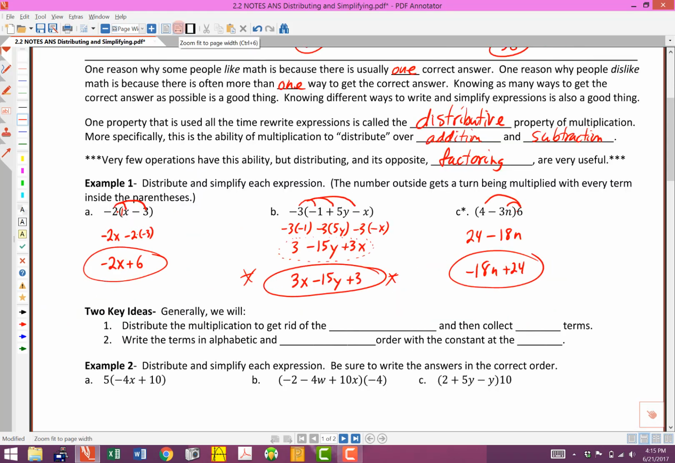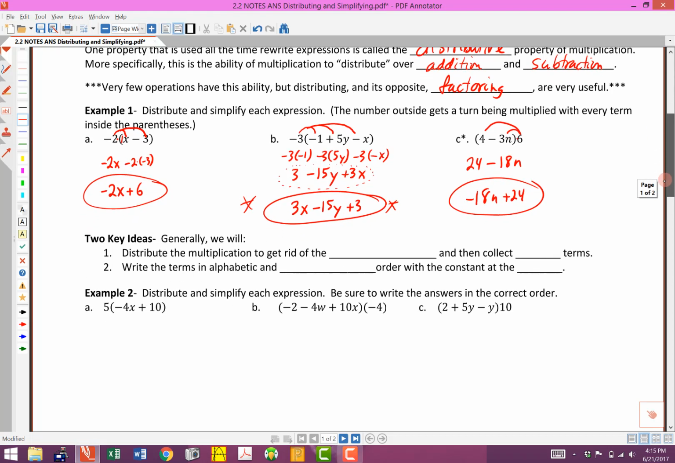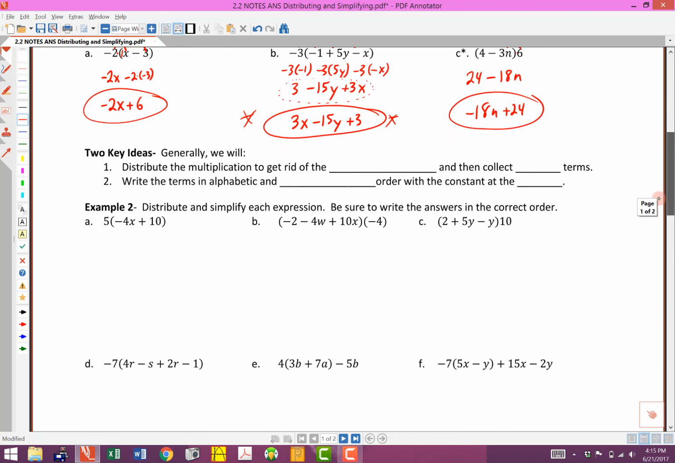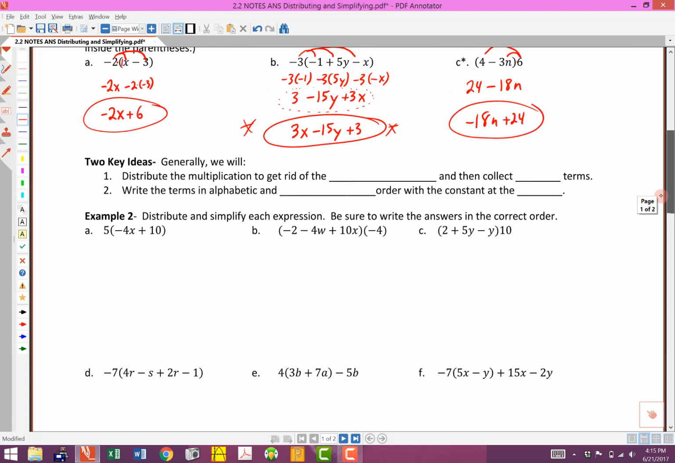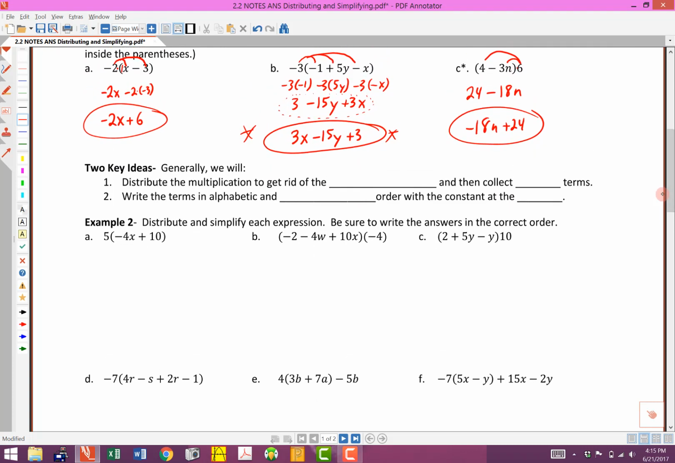So we've done a couple problems where we've distributed and then simplified it and written it in the right order and that sort of thing. We're going to do just a couple more and then you should be ready to do the assignment. So I'm going to leave that about right there so you can look at those examples.